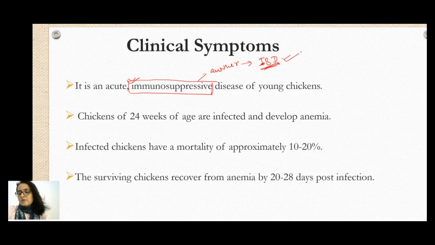Always remember that the immunosuppressive diseases of birds caused by viruses are chicken anemia virus and infectious bursal disease.